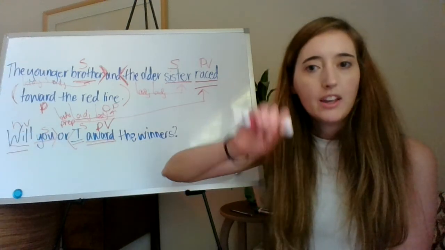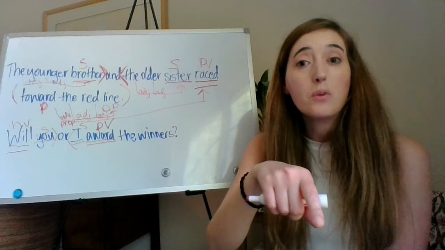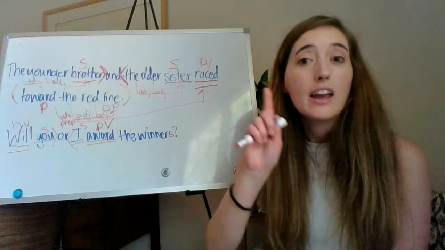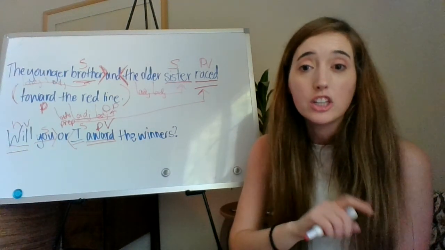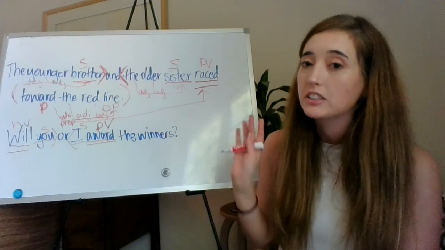Let's review them. Helping verbs, there are 23. Am, is, are, was, were, being, been, and be. Have, has, had, do, does, did, shall, will, should, and would. There are 5 more helping verbs: may, might, must, can, could.